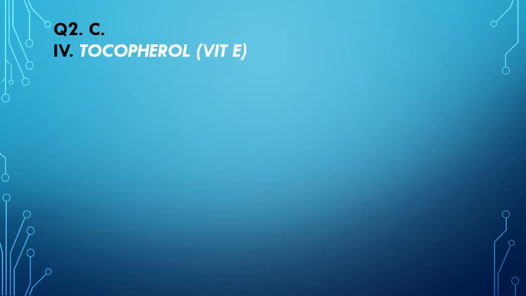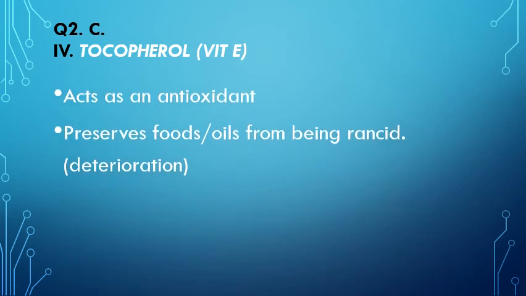Tocopherol. Now, that's another name for what? Vitamin E. And generally, they act as what? Antioxidants, which we explained in the last slide as being there to neutralize these free radicals that loiter around in our body in order to preserve us, protect us from being predisposed to certain diseases.